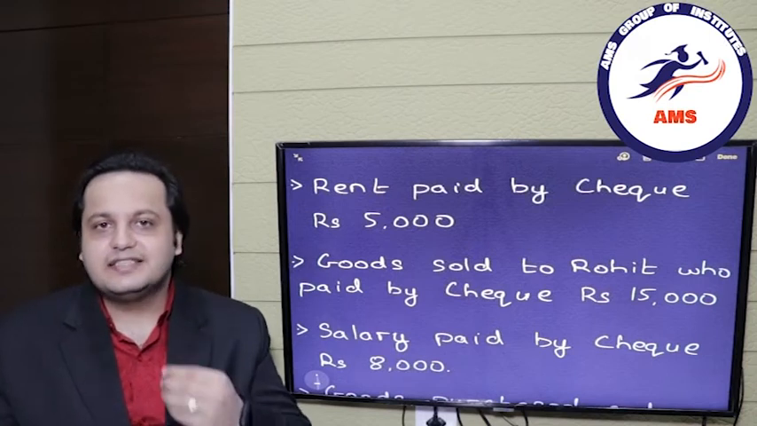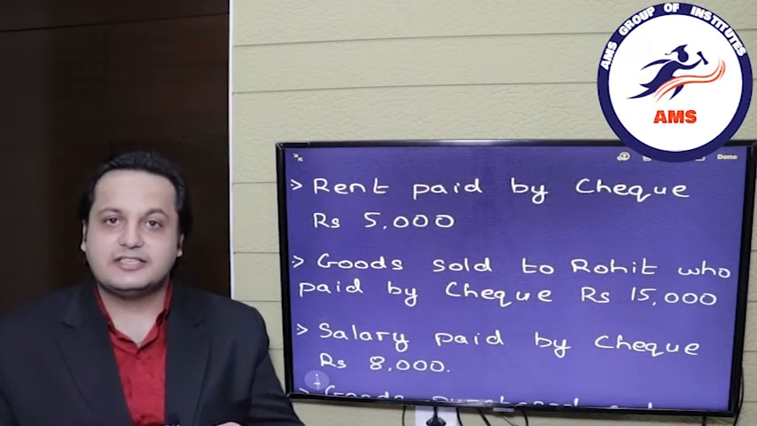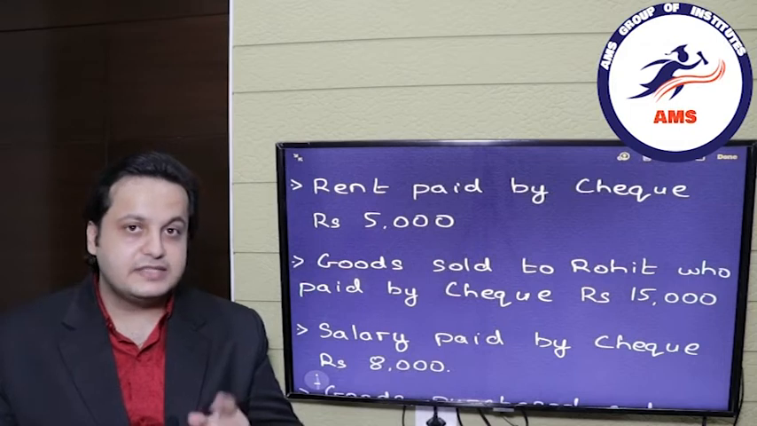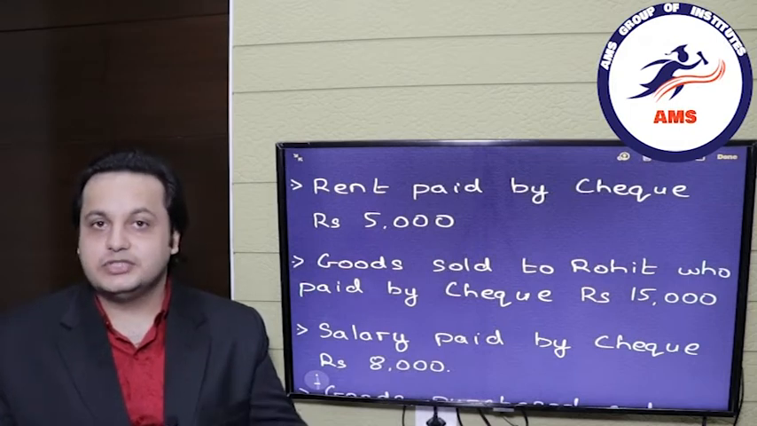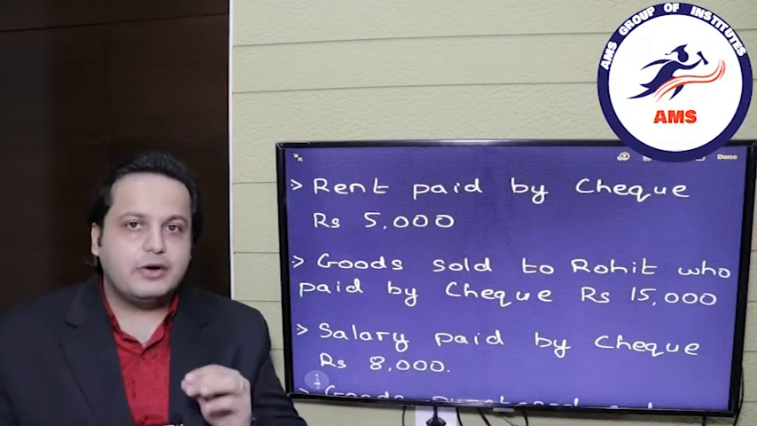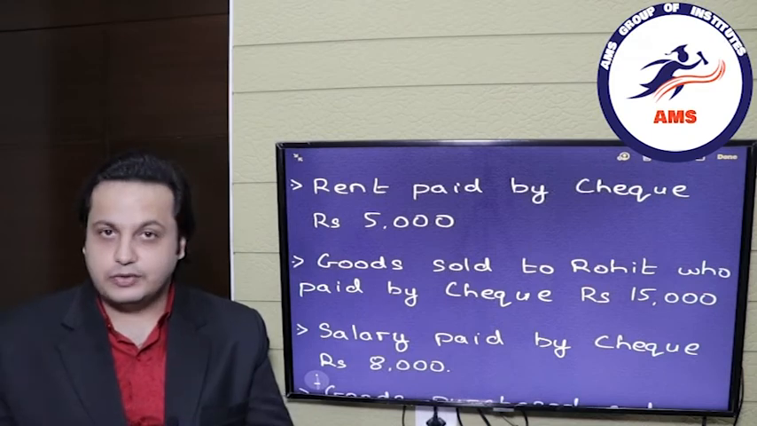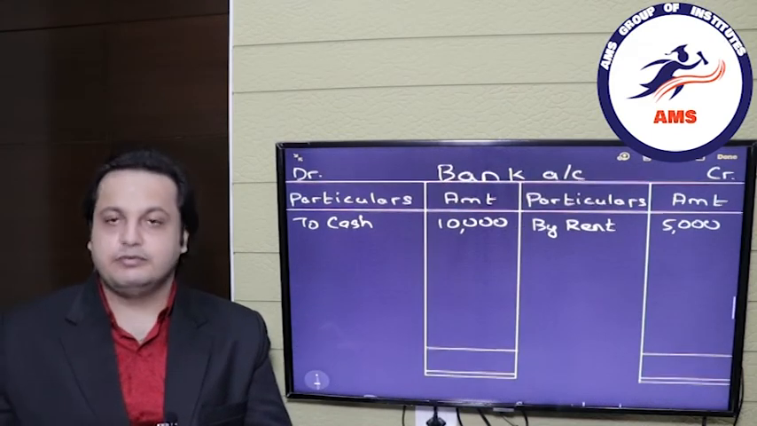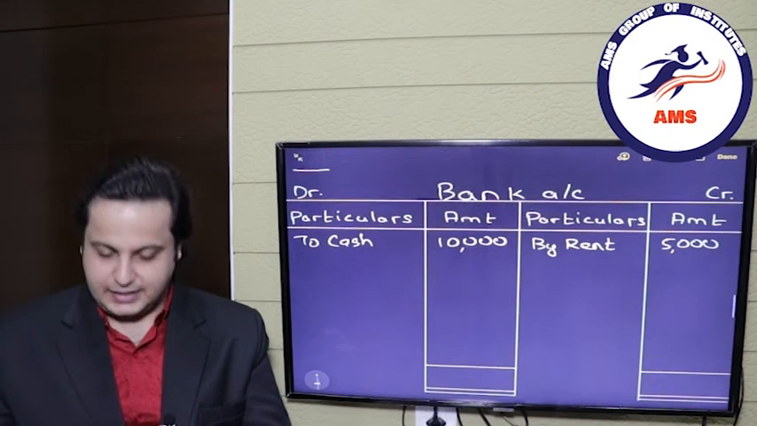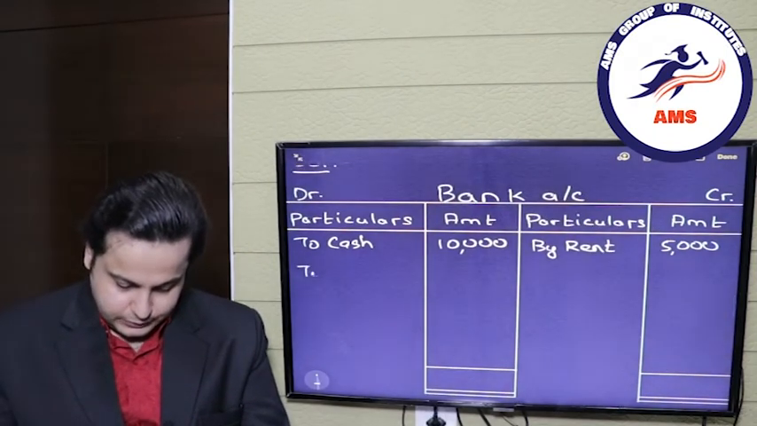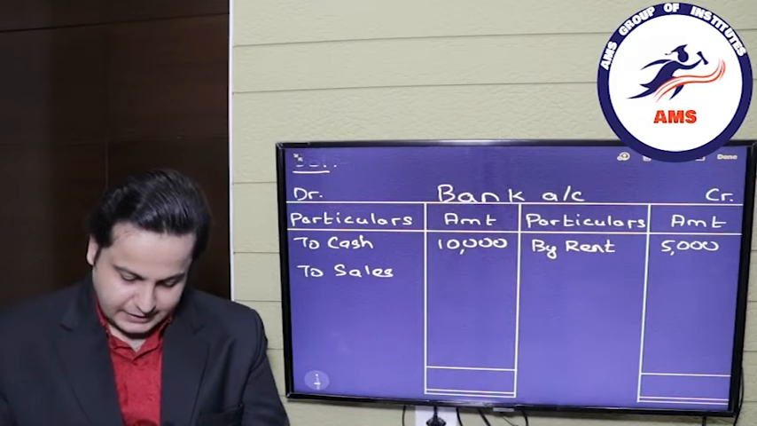Next transaction is the goods sold to Rohit, who paid by check rupees 15,000. Now we are selling some goods to Rohit and he has paid us 15,000 rupees by check. So the journal entry will be bank account debit to the sales account credit 15,000 rupees. So we will post it on the debit side of bank account. So to sales and the amount is 15,000 rupees.